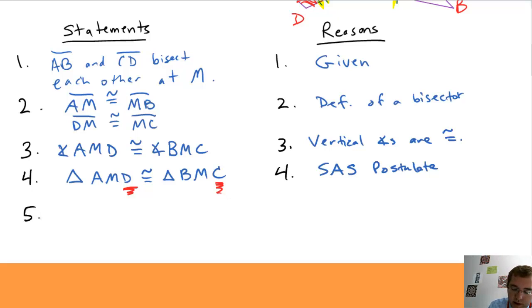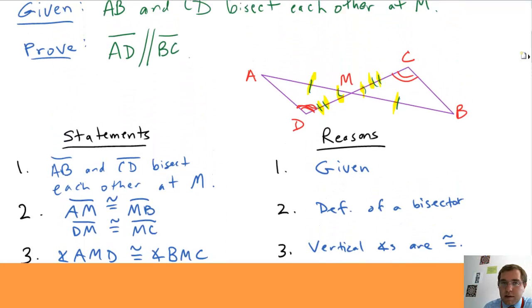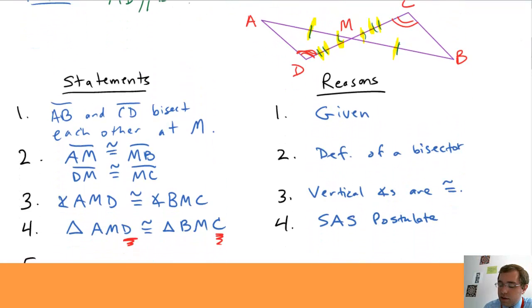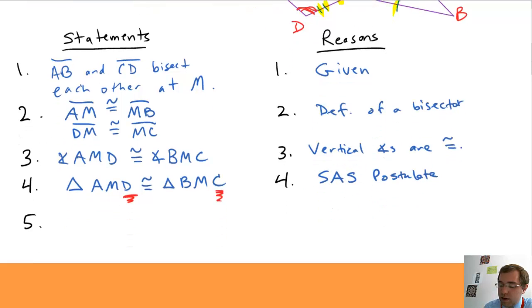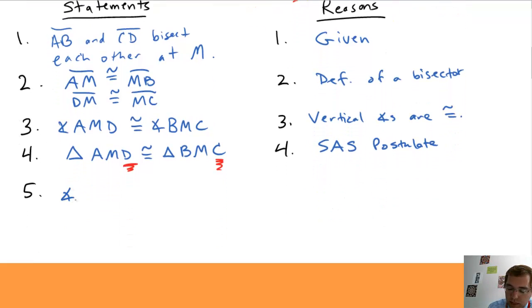So I can say angle, in this case we can call them just angle D and angle C because there are no other angles with those vertices. We can also call them angle ADM. And that's congruent to angle BCM.